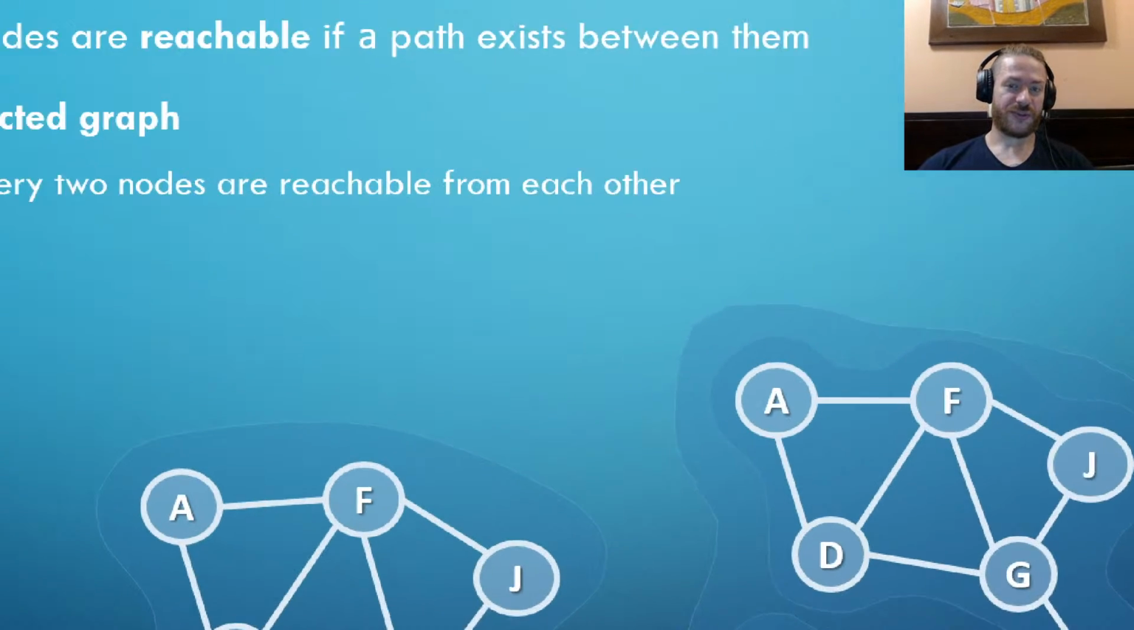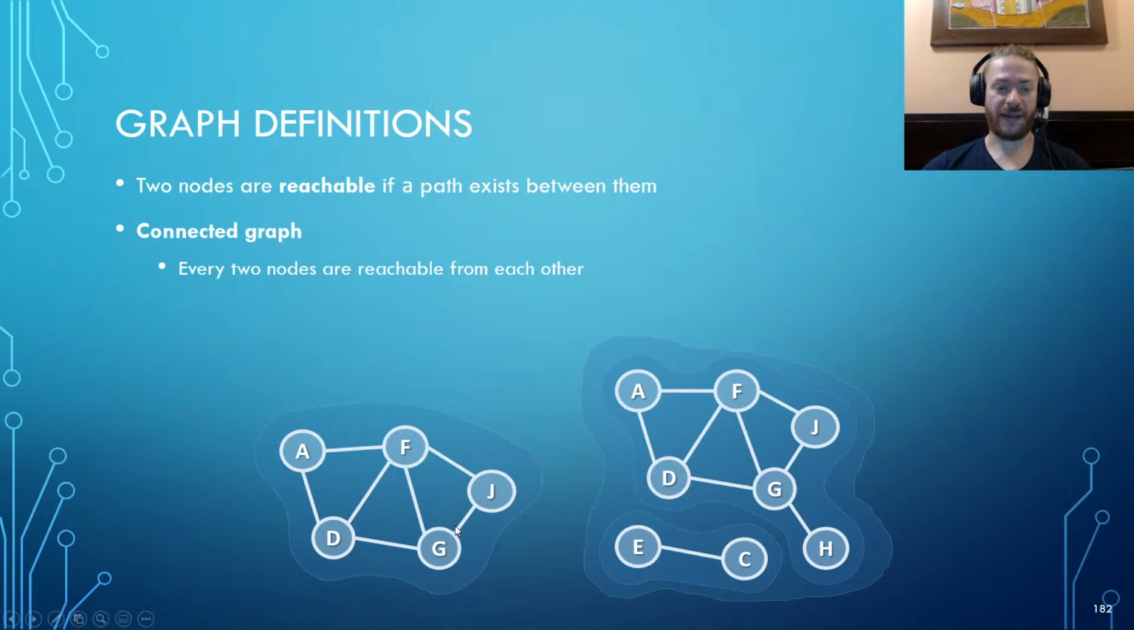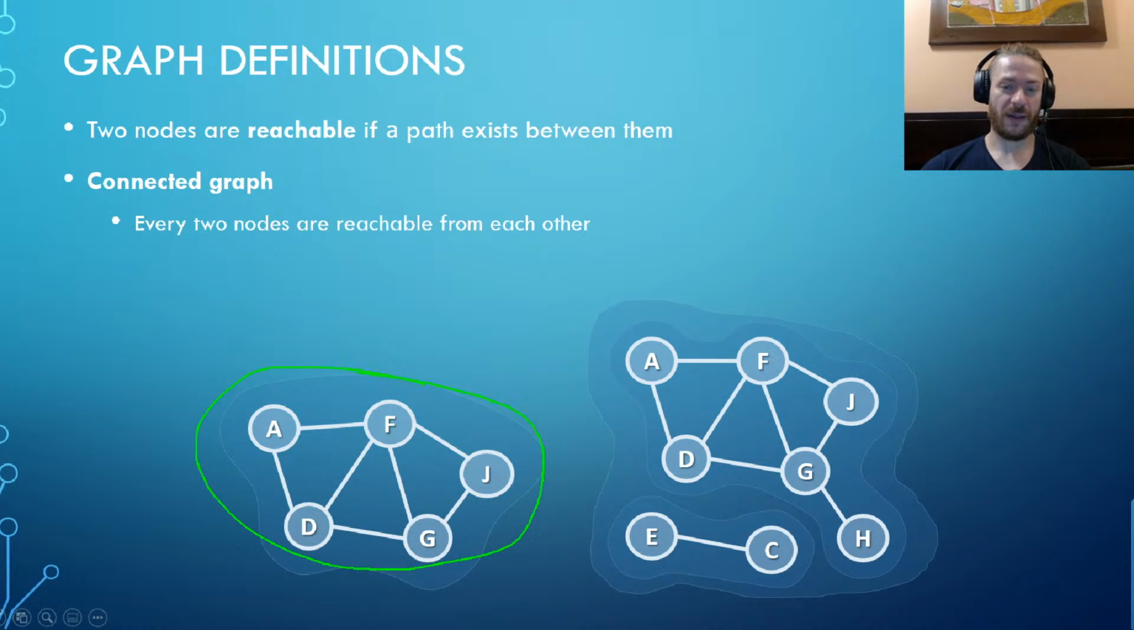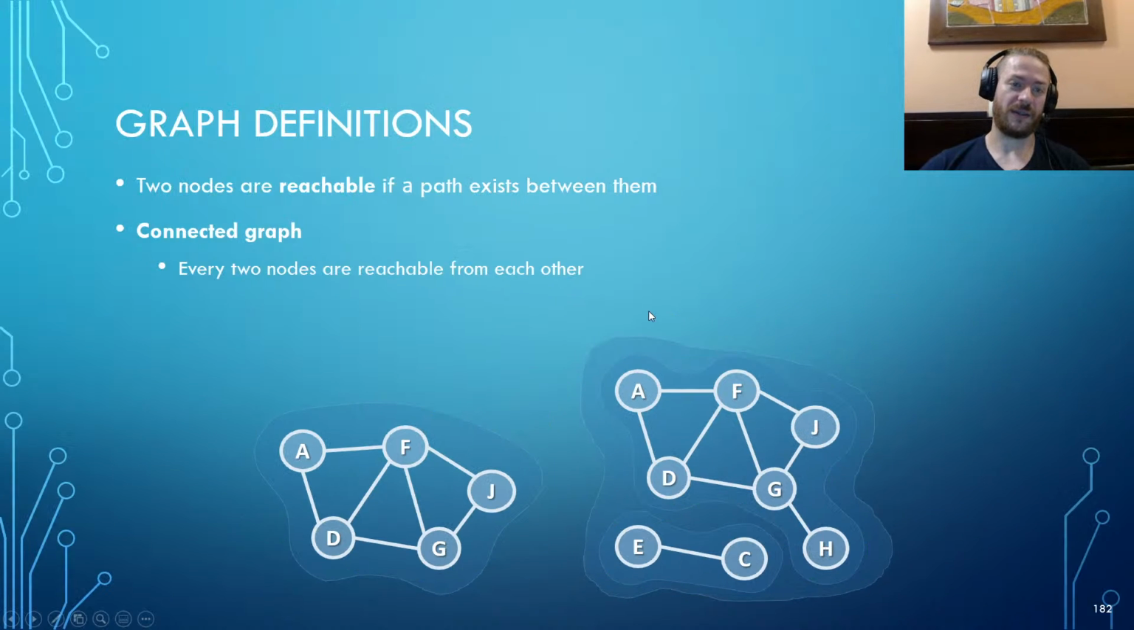There are also other definitions. For example, a connected graph means that every two nodes are reachable from each other. So if I start from here, I can reach every other node. But in this image here, if I start from here, I can reach only C and I cannot reach any other node. So a connected graph is this one. And this one is not a connected graph, but it has multiple connected components. A connected component is a different part of the graph which is connected. This one and these ones are two connected components.